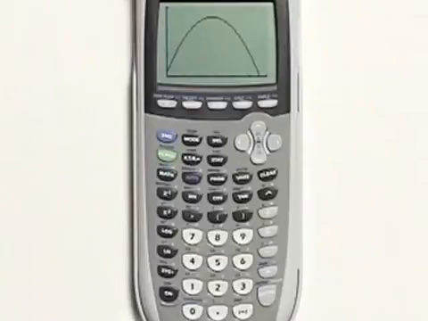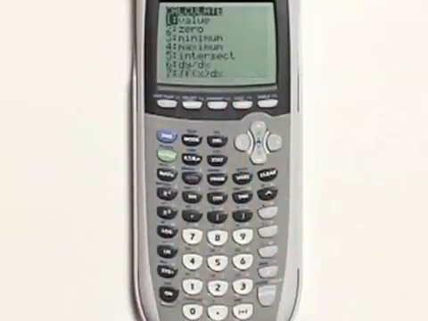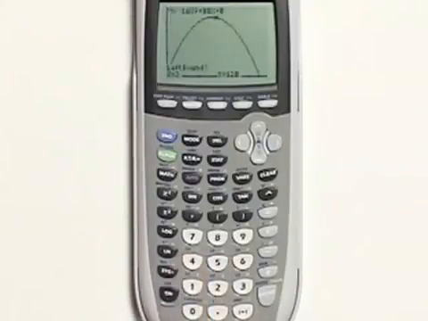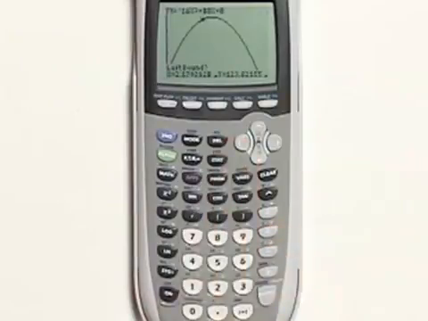For part C, what we're interested in is finding the maximum value. We already have the graph of the equation, so we press second and then calc, which is the same as trace, and you'll see that choice number 4 is maximum. So I press 4, and it's asking what we want to use as the left bound. The left bound needs to be to the left of the maximum. At the moment, it's not, so let me press the left arrow key a few times to get the left bound clearly to the left of that maximum height. Now I can press the Enter key.